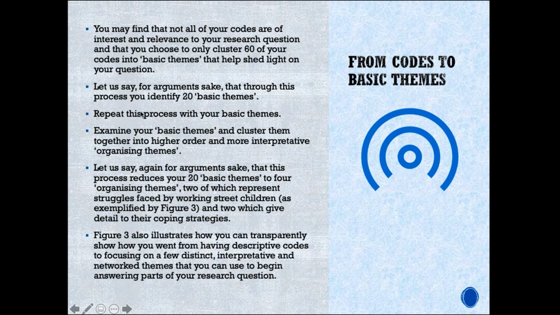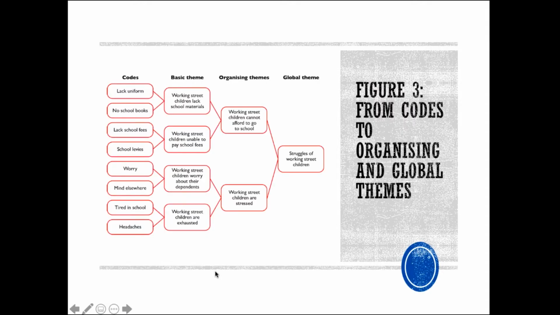So figure 3, which we see later, will also illustrate how you can transparently show how you went from having descriptive codes to focusing on new, distinct, interpretive network themes that you can use to begin answering part of your essay question. You can see here, first we just say struggles of working street children, and we give two here: they don't have books, and they also don't have uniform.